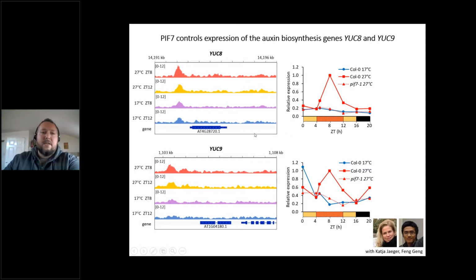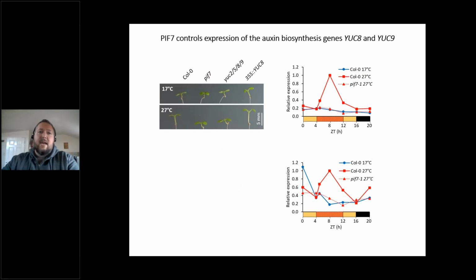On the left here, you can actually see the ChIP-seq profiles for the two promoters of these genes. You see that both promoters are bound by PIF7 and binding increases towards warmer temperatures. So this clearly shows that these two genes are likely to be key regulators that act downstream of PIF7. To further investigate that, we looked at a YUCCA quadruple mutant as well as a YUCCA8 overexpressor line. We found that the quadruple mutant essentially lacks the elongation response at warm temperature, so it looks very similar to a PIF7 mutant, whereas the overexpressor shows a long hypocotyl even at low temperature.